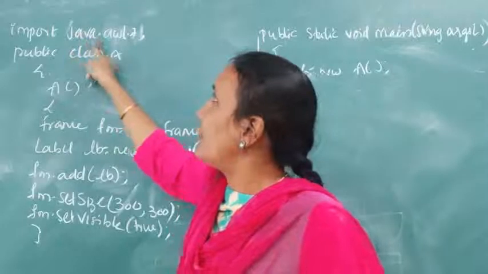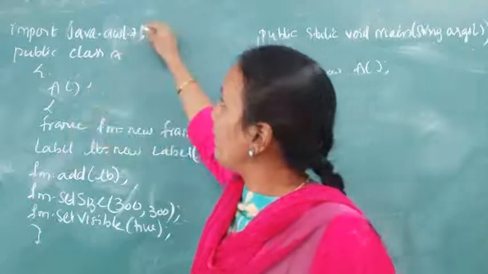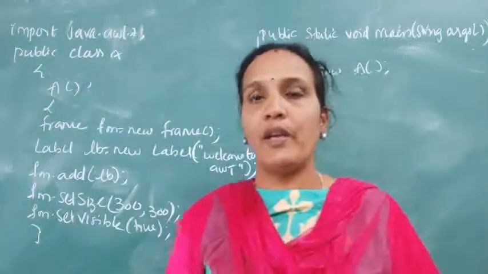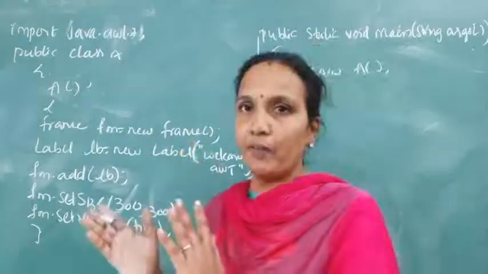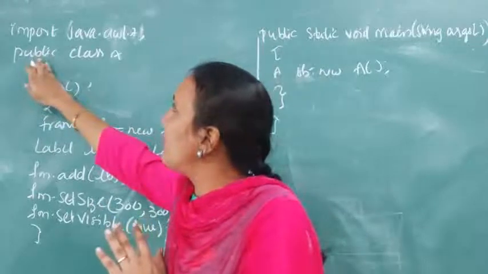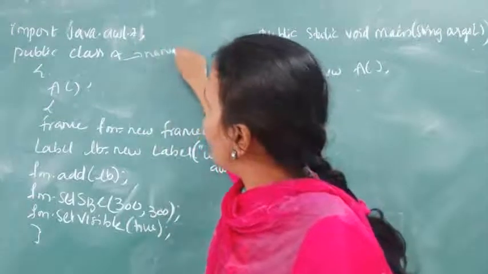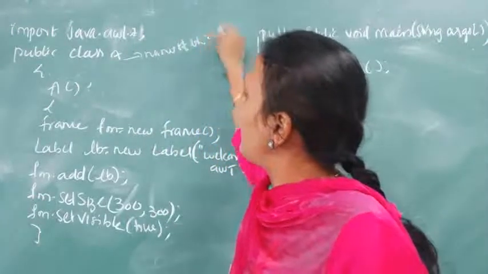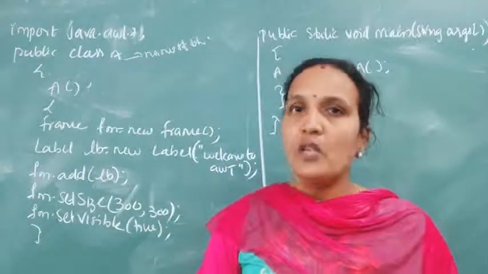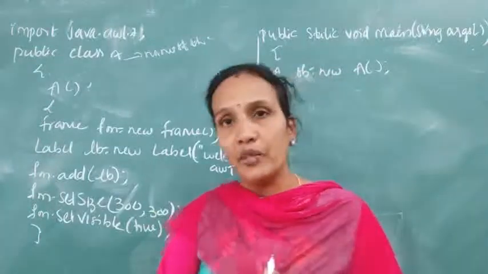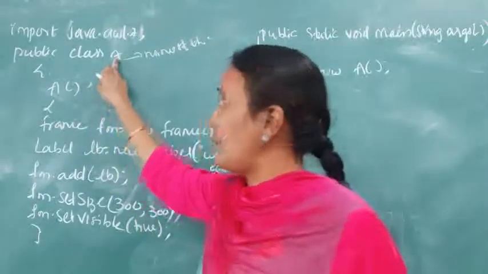Import java.awt.*; What it means? Whatever classes are available in that package, all the classes we want to use. So that is why here I am importing the complete package. Next, public class A. Here it is the name of the class. Now here I am creating a class as public, because this program is for web-based applications, so here I am giving the class name with the public access specifier. A is the name of the class.